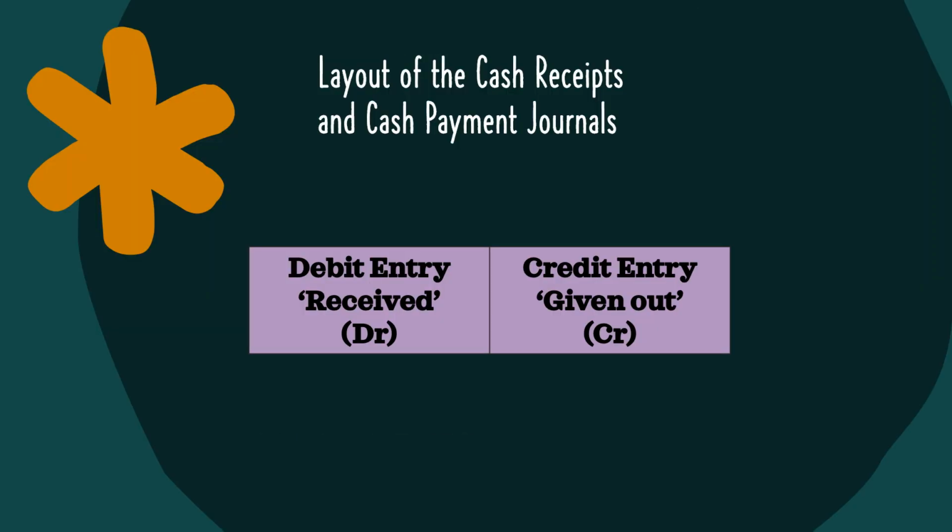So let's have a look at the layout of the cash receipts and the cash payment journal. The cash receipts journal records all the incoming cash, which increases the bank balance, while the cash payment journal records all the outgoing cash payments made by the business, which reduce the bank balance. Just remember, we said this in the accounting equation, that the bank is an asset, and when we receive money, the bank account is debited, and when we pay out money, the bank account is credited.